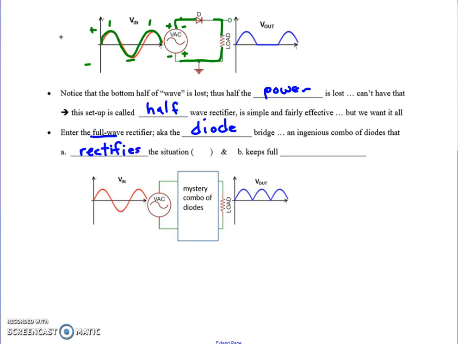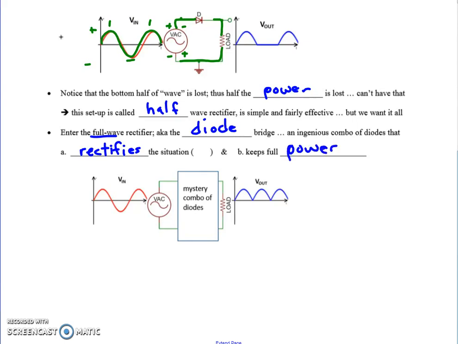All right, and I mean that two ways. It straightens out our issue. It gives us a direct current, and it will give us full power. Or actually, it gives us one current and it keeps the full power. That's the second thing.